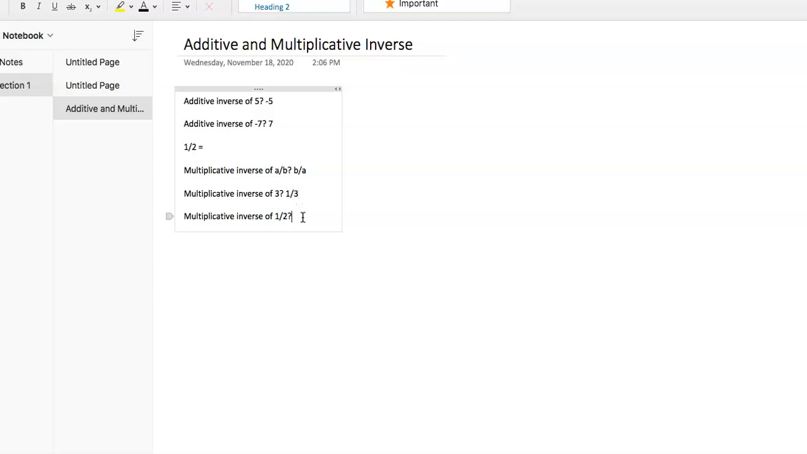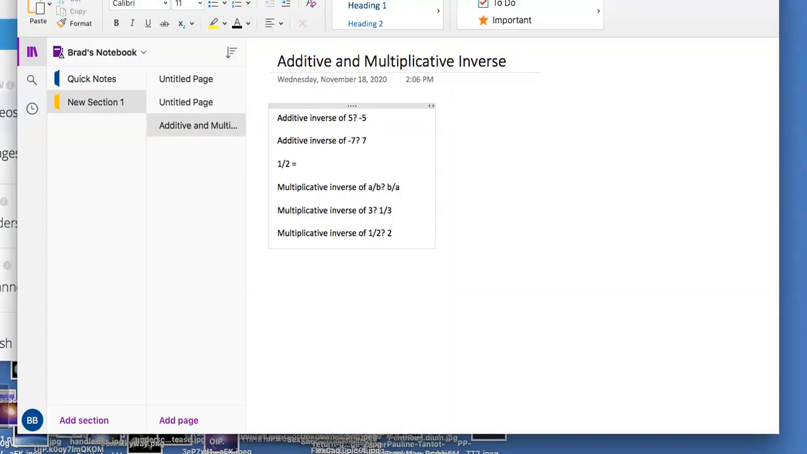And if you get a fraction, like here you get 1/2, again, you just flip it so that the numerator becomes the denominator, and the denominator becomes the numerator. So 1/2 flipped is 2/1, or just 2. And that is really all you got to know for additive and multiplicative inverse.